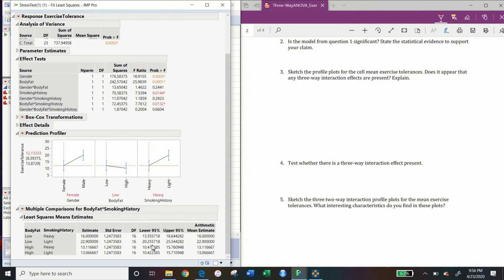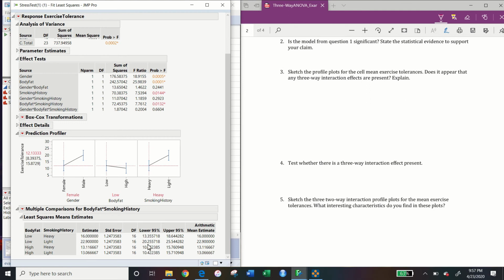And so what do I mean by that? If we look at the low heavy, we can see that our confidence limit goes from 13.3 to 18.6. If we drop down and look at the low light, we can see that it goes from 20.3 or 20.25 to 25.5. Those intervals don't overlap, meaning 13 to 18 doesn't include 20 to 25, and 20 to 25 doesn't include 13 to 18.